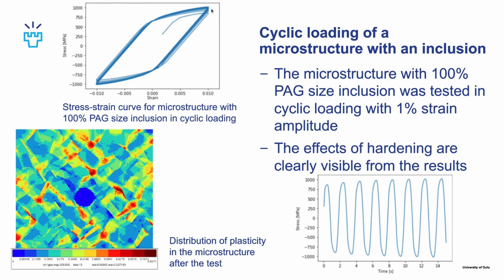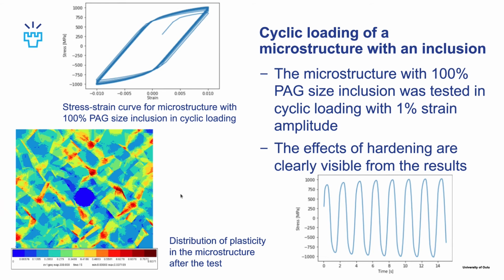We can see clearly the effects of hardening in the material as the loop takes few cycles to stabilize, and this effect is also seen here in this stress time plot as the stress amplitude gets slightly higher for the first few cycles. And here we can see the microstructure after the test.